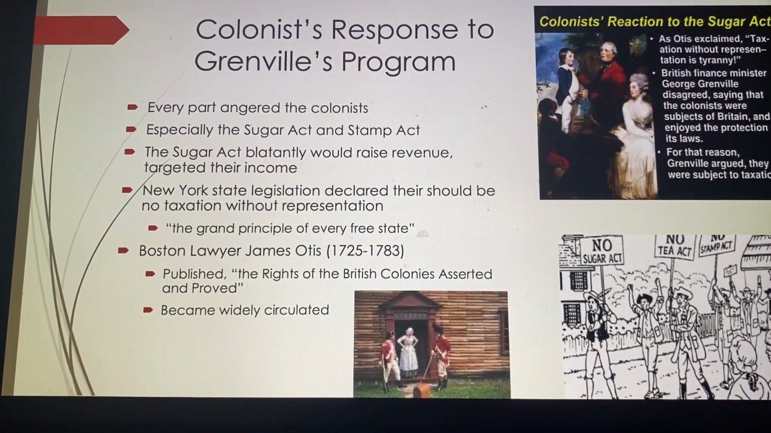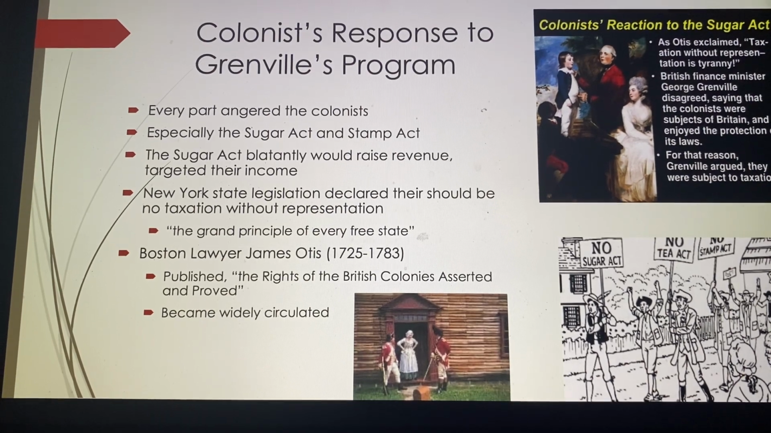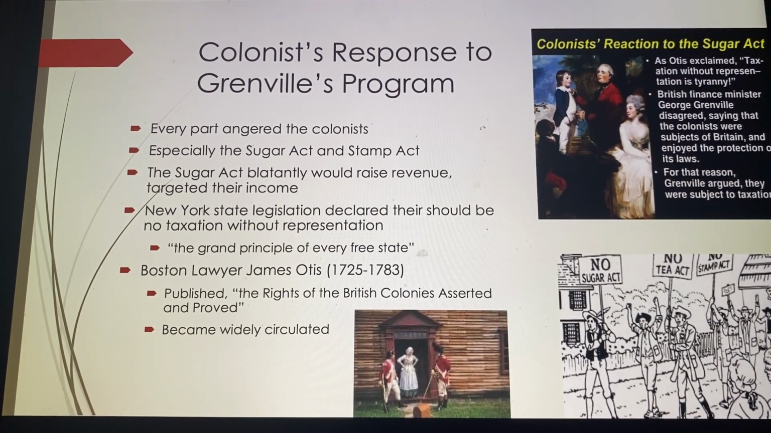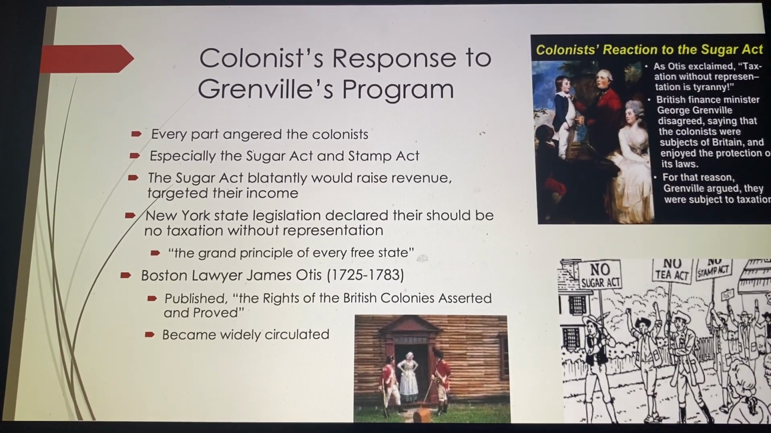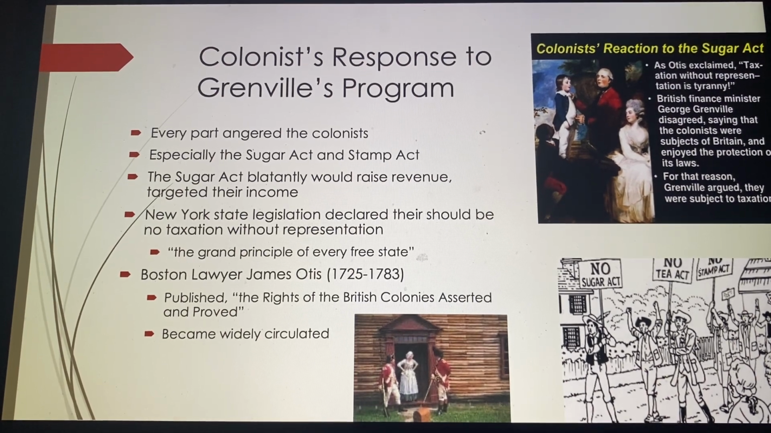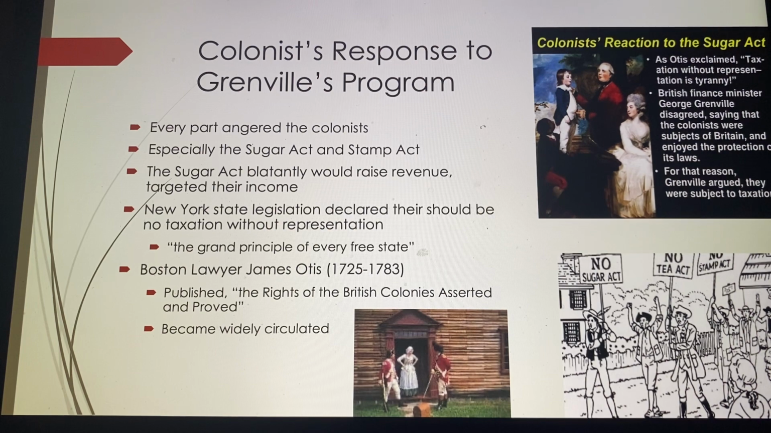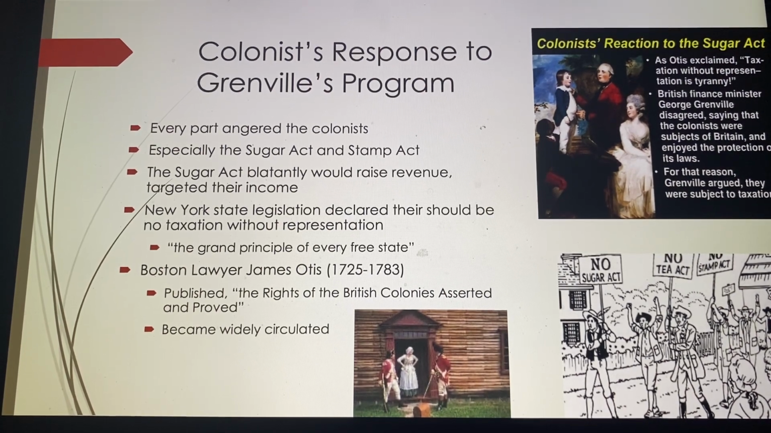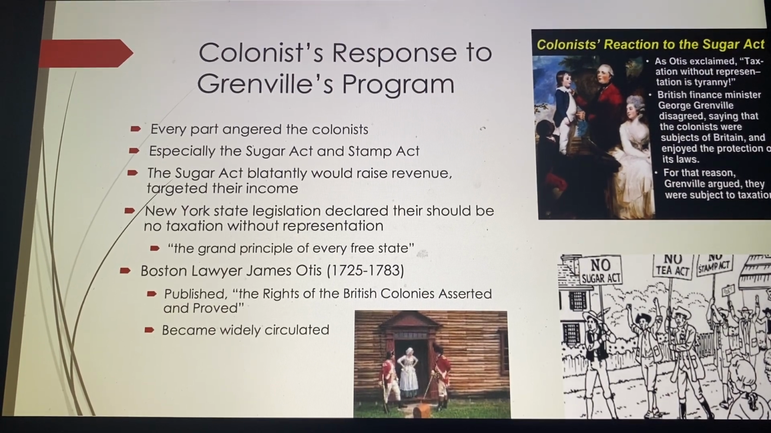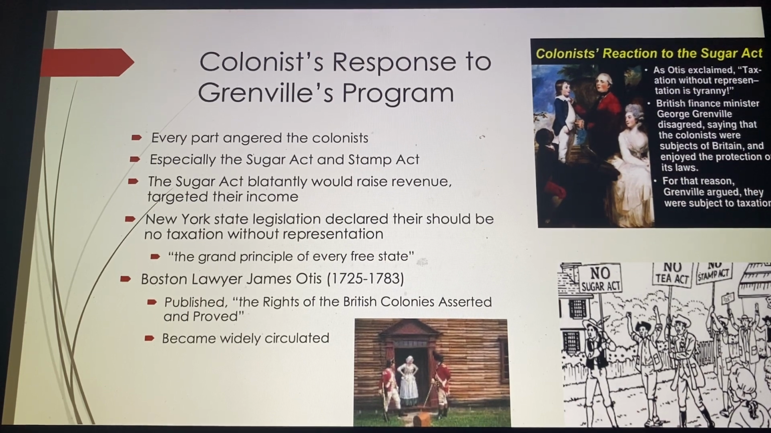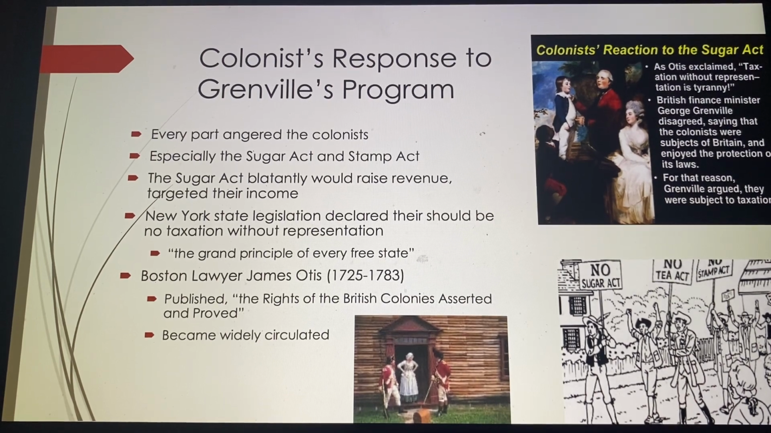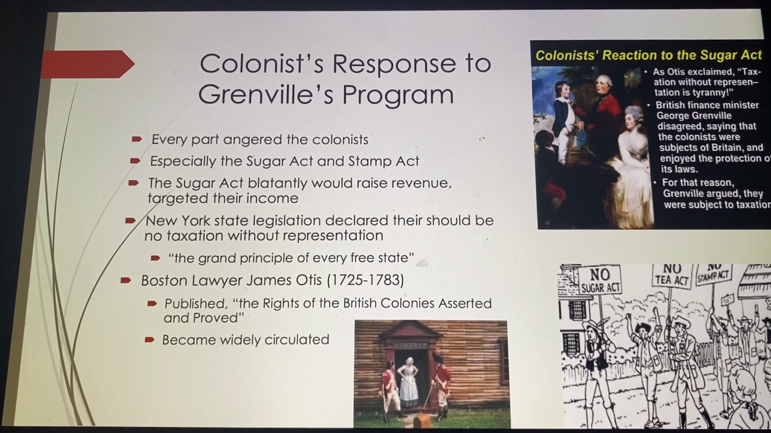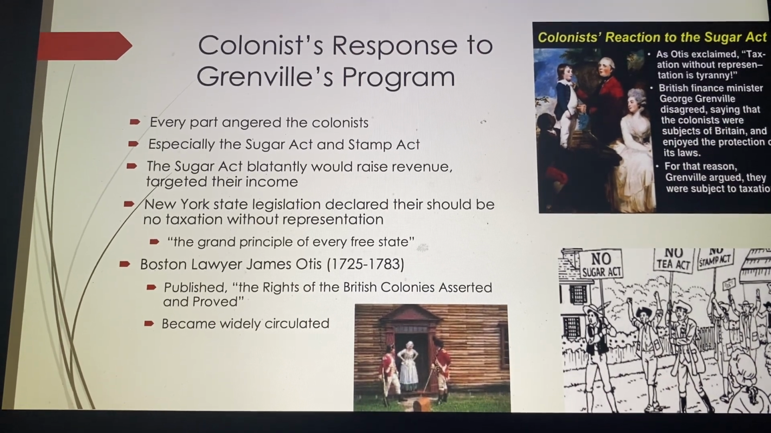The colonists' response to Grenville's program. Every part of it angered the colonists, especially the Sugar Act and the Stamp Act. You can imagine. The Sugar Act blatantly would raise revenue targeted right on the Americans themselves. And the New York legislature declared there should be no taxation without representation. Oh, that was important. This would be the grand principle of every free state, that if you're going to tax us, then we should be represented in the Parliament of England, that we should have a say in our taxation. You just can't come and tax us whatever your wish would be, right?